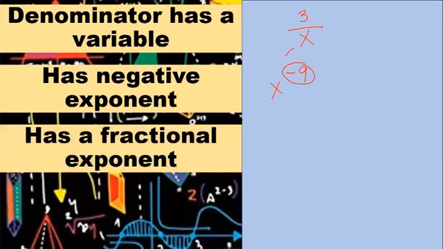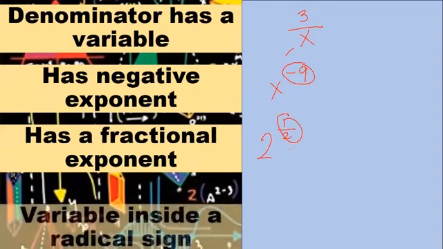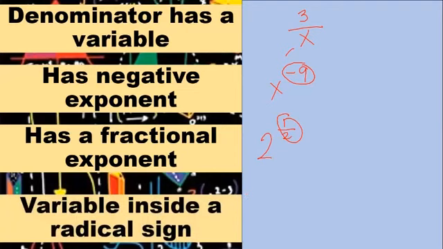Next, it has a fractional exponent. Say for example, 2 raised to 1/2. So the exponent is a fraction, therefore this is not a polynomial. Variable inside a radical sign. Say for example, 1 plus square root of 3x plus 1. So this is not a polynomial because we have here a radical sign, and inside the radical sign we have the variable x. So therefore, 1 plus square root of 3x plus 1 is not a polynomial.